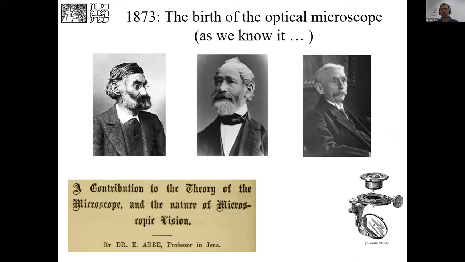And that is due to the fact that these three gentlemen, Ernst Abbe on the left, Carl Zeiss in the center, and Otto Schott on the right, happened to be at the same place, Jena, Eastern Germany, at the same time. And Ernst Abbe was a mathematician. And at the time, he wrote this paper with sort of an inconspicuous title, A Contribution to the Theory of the Microscope and the Nature of Microscopic Vision.